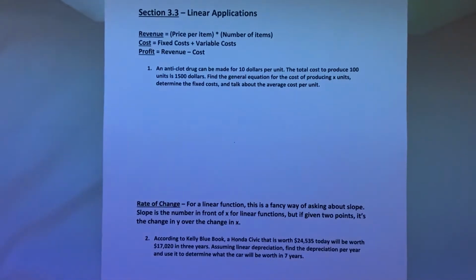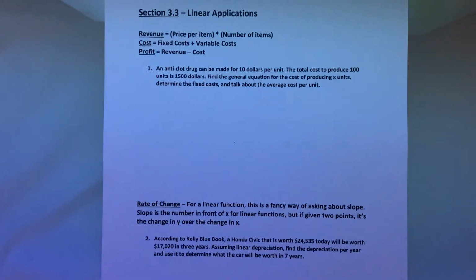Okay, business algebra. Let's do 3.3. It's pretty easy mathematically. It's linear applications. They primarily use it as a place to introduce concepts where the math isn't hard that we will then use in 3.4. So revenue is price per item times number of items.